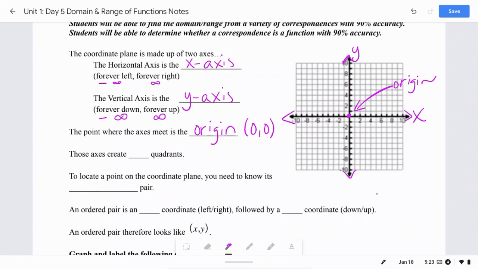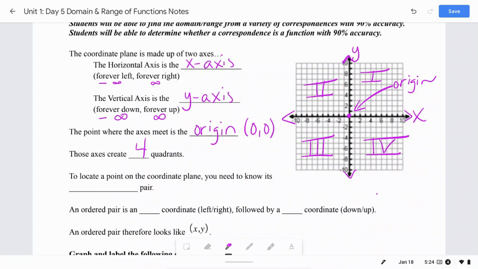Those axes create four quadrants. The first quadrant is in the upper right-hand corner, and I'm going to use a Roman numeral 1. The second quadrant is in the upper left-hand corner. The third quadrant is in the lower left-hand corner. And then the fourth quadrant is in the lower right-hand corner.